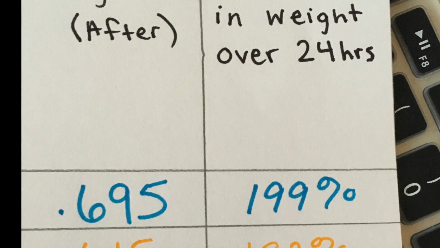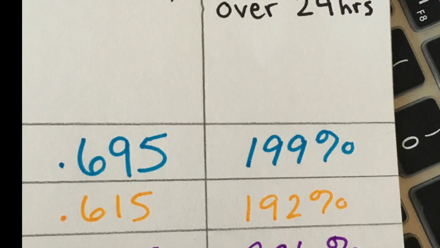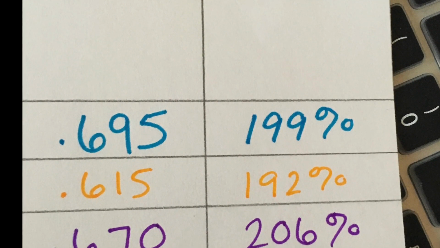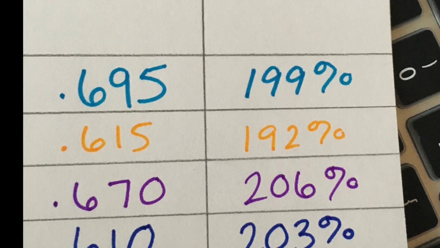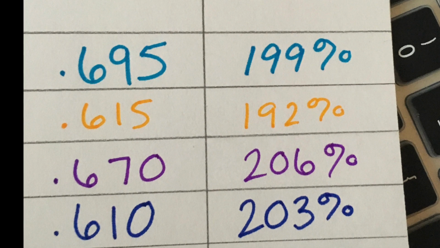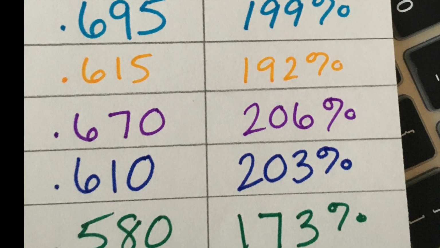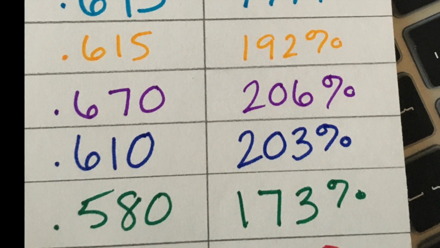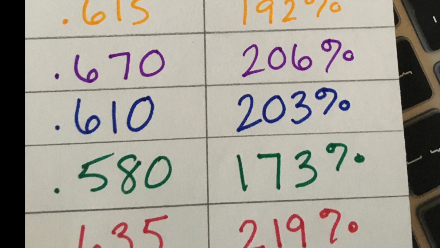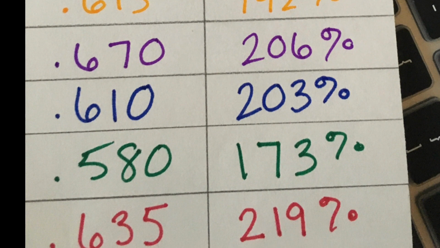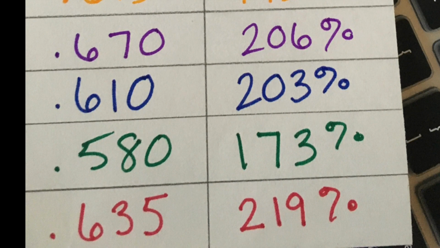The cube of the potato in the yellow solution had its mass increased by 192%. The cube of the potato in the purple solution had its mass increased by 206%. The cube of the potato in the blue solution had its mass increased by 203%. The cube of the potato in the green solution had its mass increased by 173%. And last, the cube of the potato in the red solution had its mass increased by 219%.